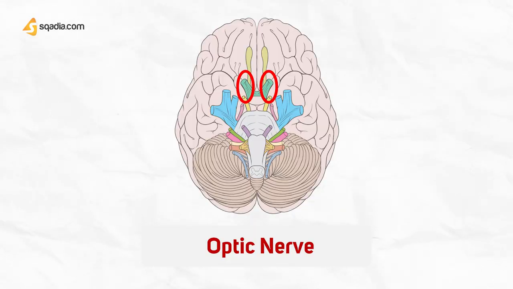The second cranial nerve is called the optic nerve. The primary function of this nerve is vision. To assess this nerve, the physician uses a visual acuity test, most commonly the Snellen chart. The Snellen chart is placed at a distance of 6 meters from the patient, and the patient is asked to read the letters out loud, first by covering one eye, and then the other, and then by reading with both eyes.